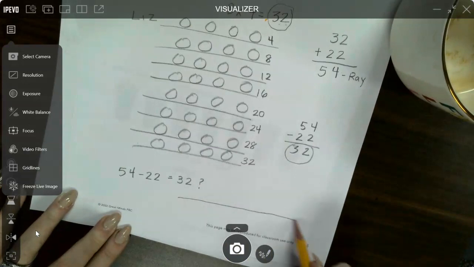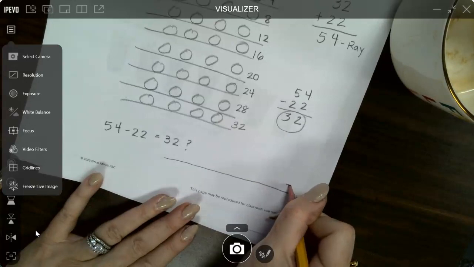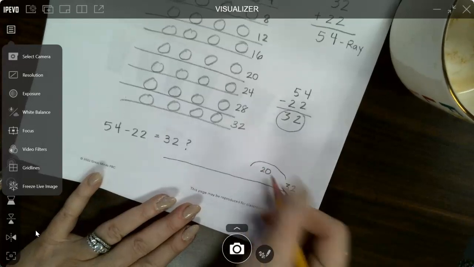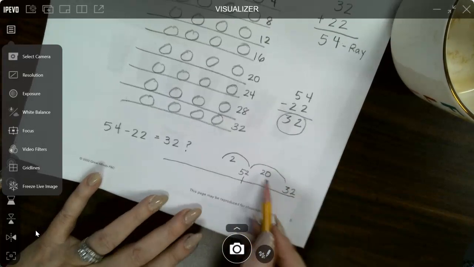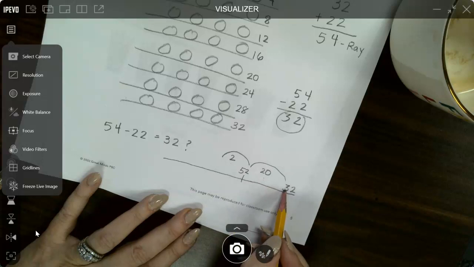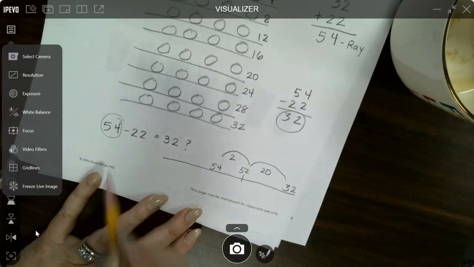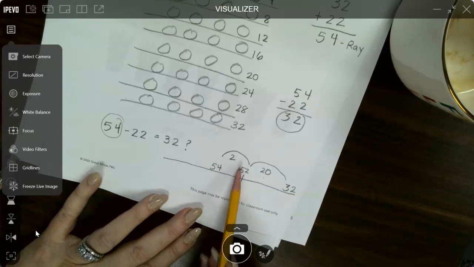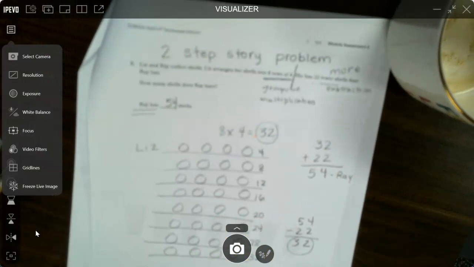You can also use the strategy of starting at 32 and hopping forward 20. That gives me 52. And then if I hop forward 2 more, 20 and 2. So I'm adding 32 and 22. And that would get me to that total. The same is true if I subtracted. 54 and I took away 2 would give me 52. And then if I subtracted 20 more from that, it would give me 32. So those are just a couple of strategies for adding and subtracting.